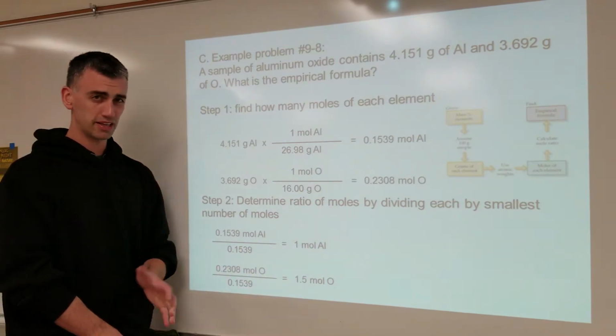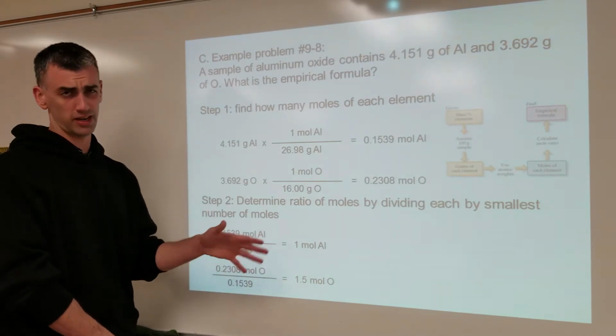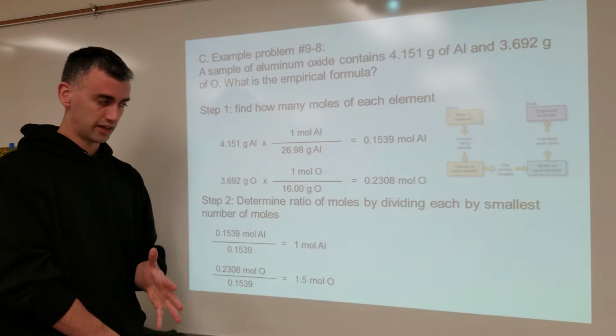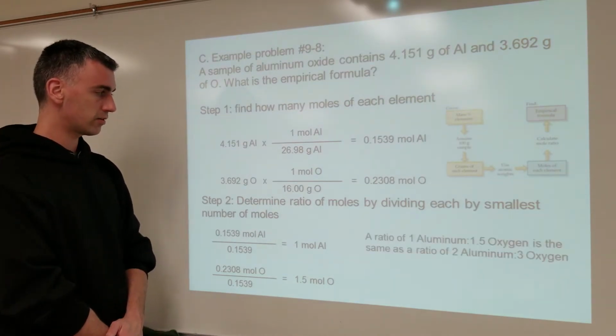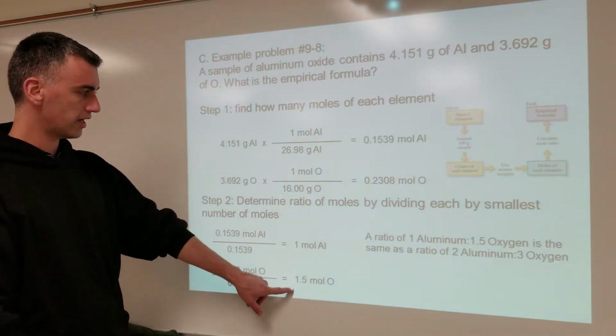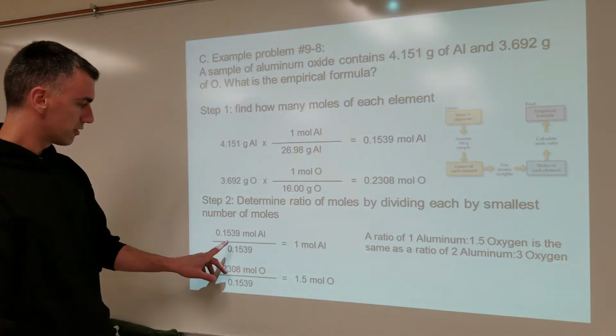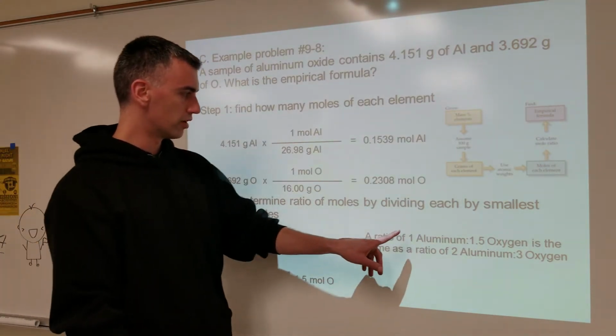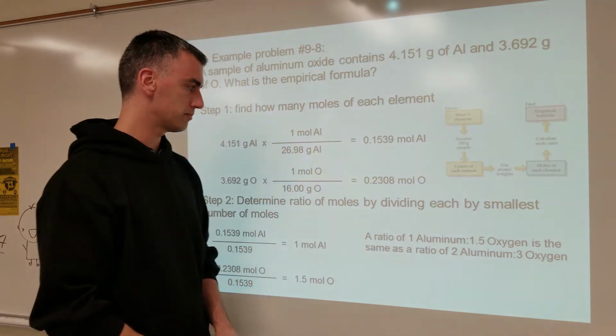The number may not be exactly 1.5, might be 1.499 something or other, but if it's close to 1.5, you call it 1.5. Because here's the thing, we're trying to figure out what the ratio is. So we're saying, okay, this is a 1 to 1.5 ratio. So it's 1 aluminum to 1.5 oxygens.